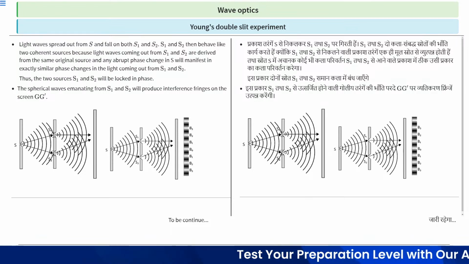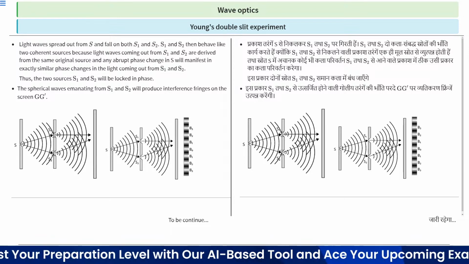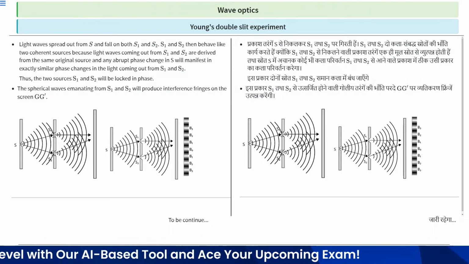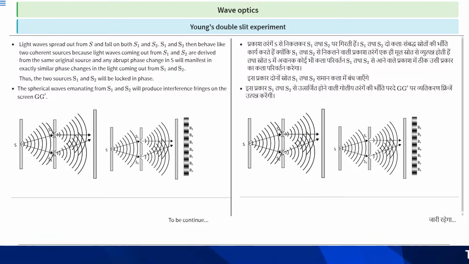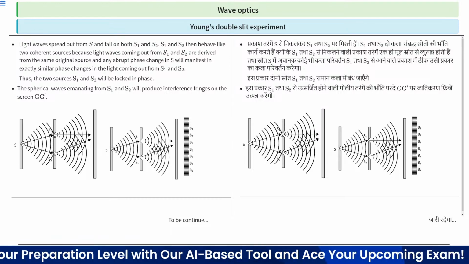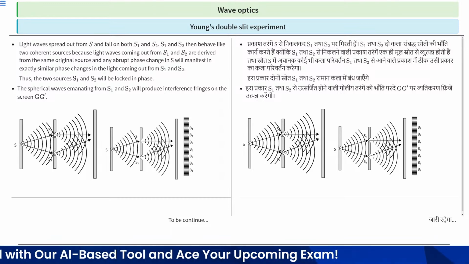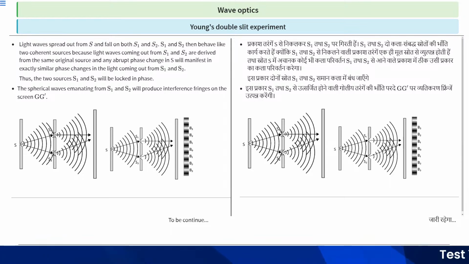Known as the sources, S1 and S2 are wavelets, or we can say small wave fronts. When both the sources spread out and meet at a point on the screen, there are two cases. First, when the intensity of both the waves is maximum, there is a constructive interference, and when it is minimum, there is a destructive interference.